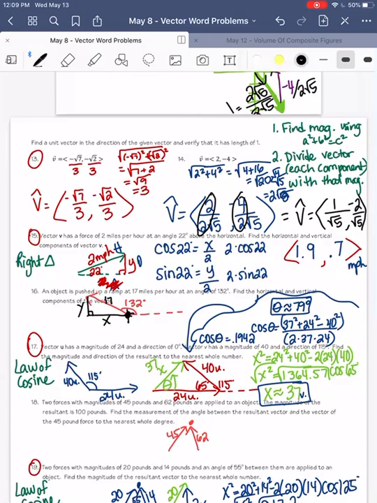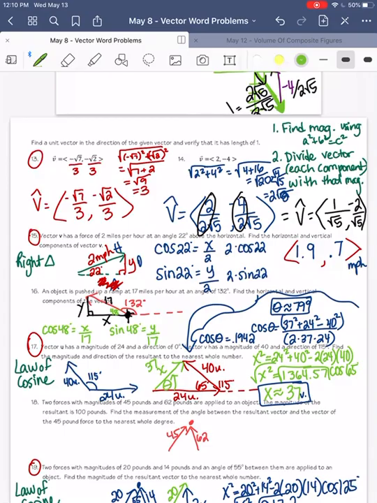So I can do SOHCAHTOA, but first we do not want to use the 132 because it's not inside the triangle. So I'm going to do 180 minus 132, which will give me 48. Okay? So now I'm going to do sine. Well, first let me do cosine, sorry. Cosine 48 equals x over 17, and then sine of 48 equals y over 17. And then we're just going to multiply, excuse me, just multiply.